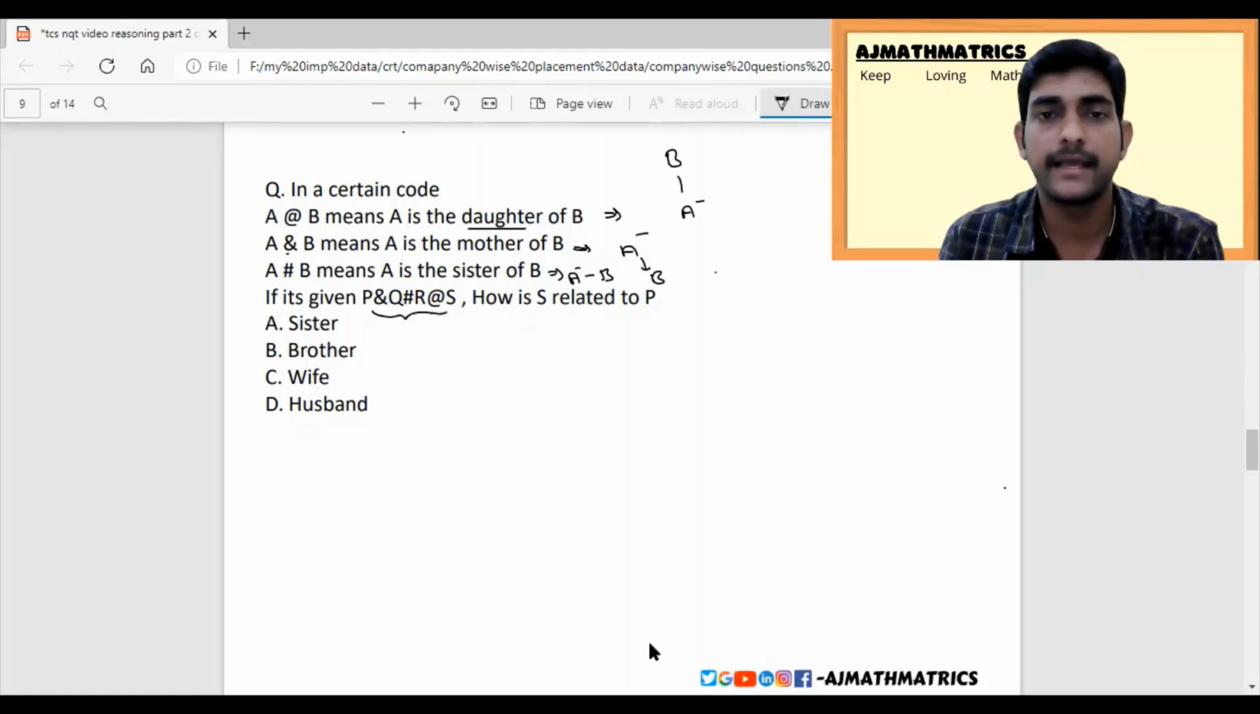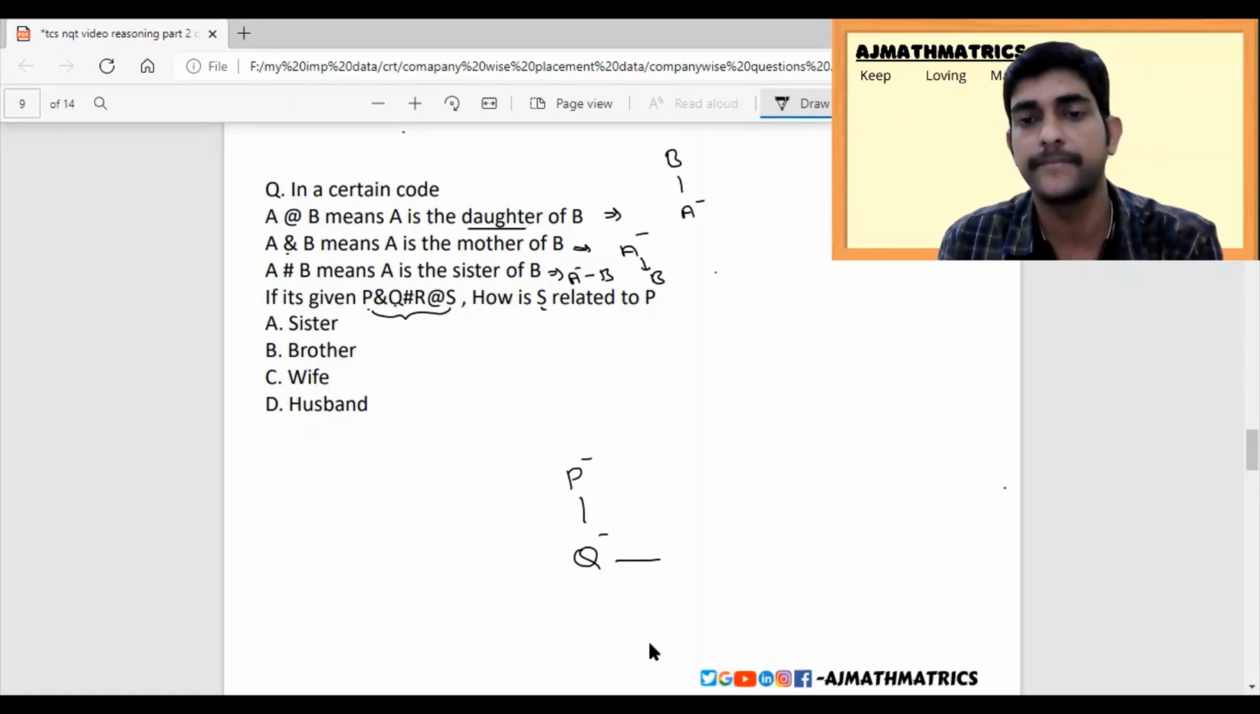Now here it's given like P ampersand Q hash R at the rate S. How is S related to P? That we are going to find out. P ampersand Q means what? P is the mother of Q. Next, Q hash R means what? Q is the sister of R. Next, R at the rate S means R is the daughter of S.